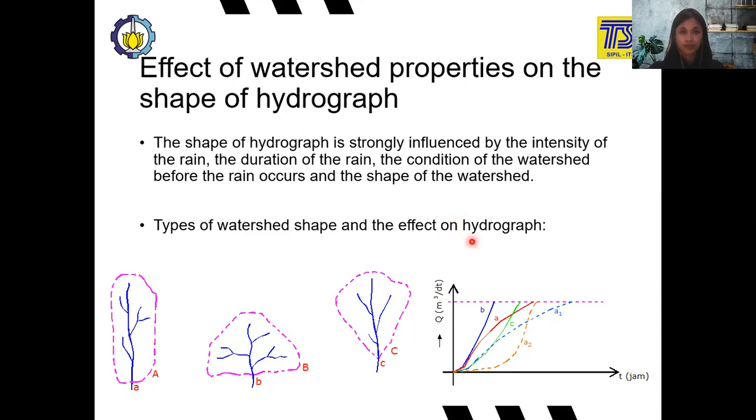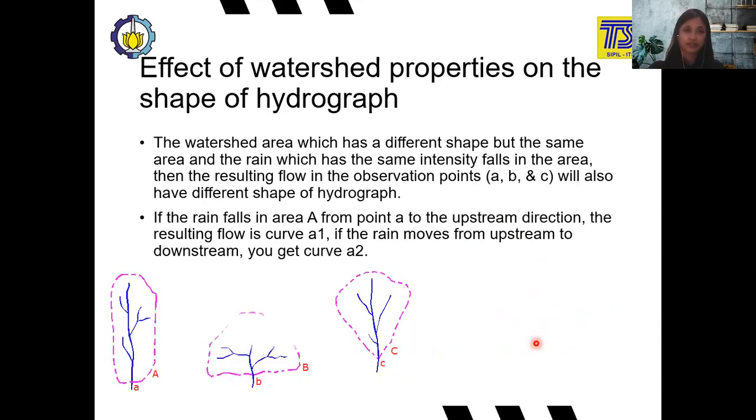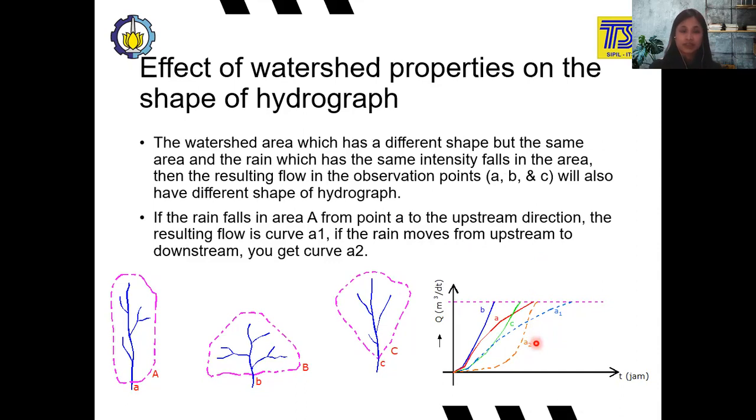So the duration in which the water flows will be affecting the hydrograph. And here we also have A1 and A2. For example, the watershed area, which has different shape but the same area, and the rain, which has the same intensity, falls in the area. Its resulting flow in the observation points A, B, C will also have different shapes of hydrograph. So even though the rain intensity is the same and the area is the same, because of the longest distance between upstream and downstream, it will cause differences in the shape of hydrograph.